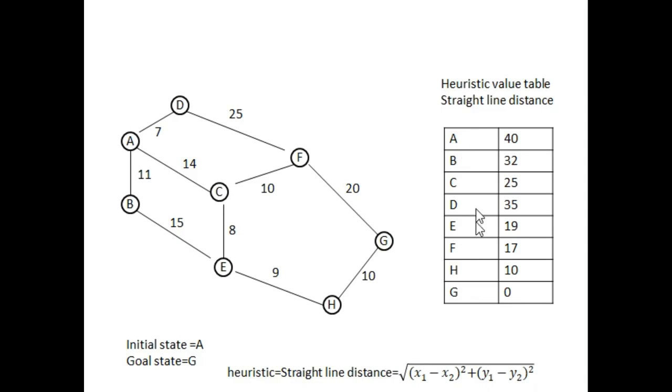And how can we calculate these values? We also discussed in our previous lecture that we can calculate these values by using the straight line distance, which is equal to the Euclidean distance, the square root of (x1 minus x2) whole square plus (y1 minus y2) whole square. So we can draw a straight line from D to G, and the value of that straight line will be the heuristic value of D.